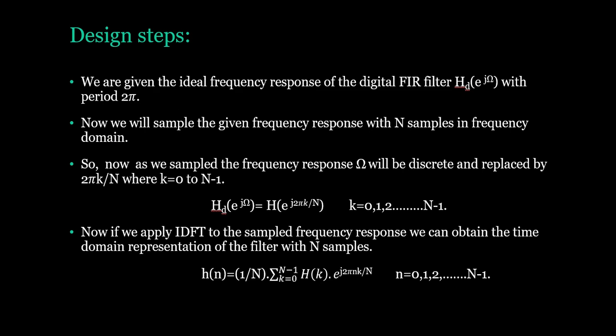with period 2 pi. Now we will sample the given frequency response with N samples in the frequency domain. And as we have sampled the frequency response, omega will be discrete and it will be replaced by 2 pi k by N, where k runs from 0 to N minus 1.